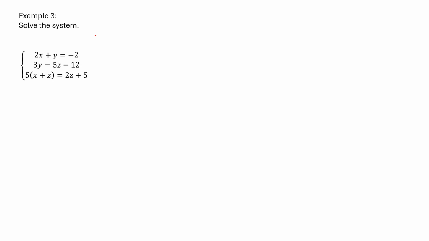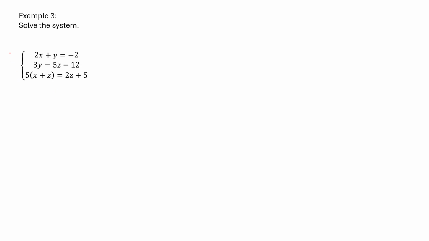Okay, here's another system of 3 equations and 3 unknowns. This time, not all of the equations have all of the variables or all of the unknowns, but I still do it the same way that I did the other one. I'm going to take 2 of the equations and eliminate one of the unknowns, and then I'm going to take the 2 other equations and eliminate that same unknown.